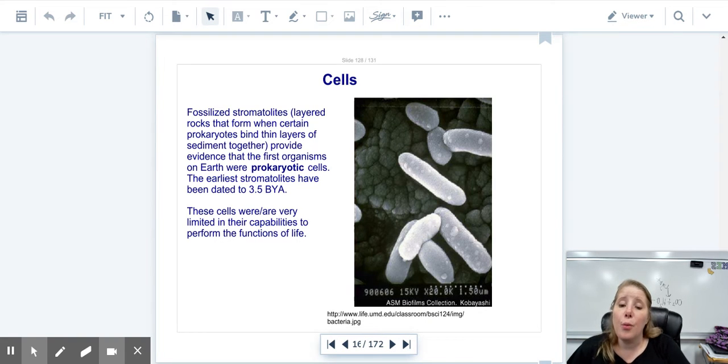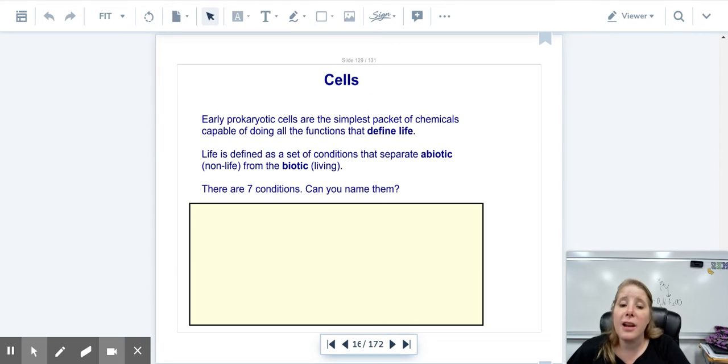We found fossilized stromatolites, which are little layered rocks that form with certain prokaryotes bonded within each layer. Because we can see these prokaryotes, you can figure out when things started living, and that shows us those earliest prokaryotes. The earliest stromatolites that we found are 3.5 billion years old. The cells were very limited in their capabilities and functions. They didn't do a ton of the life things, but they did most of it. Early prokaryotic cells are the simplest packet of chemicals capable of doing the functions that define life.